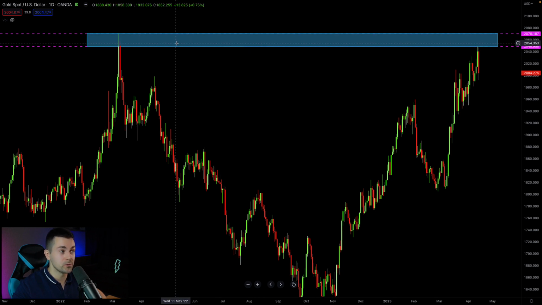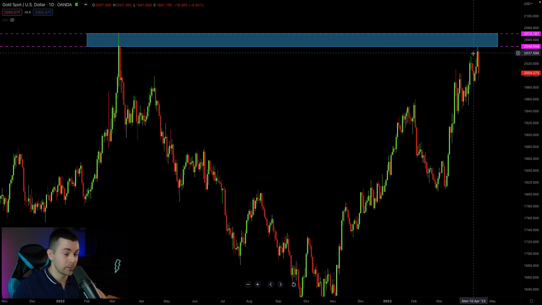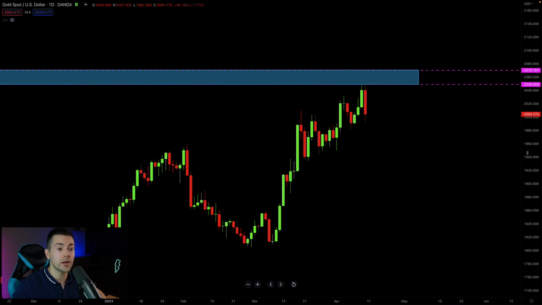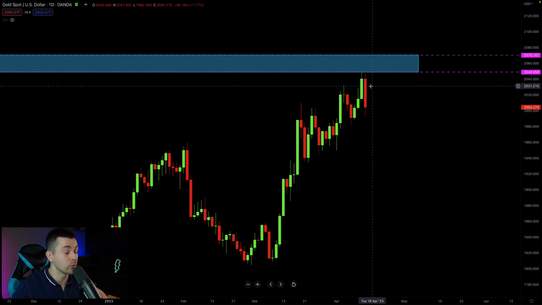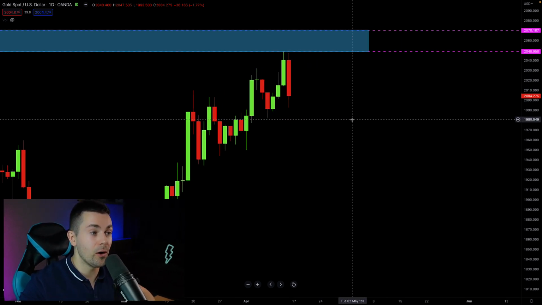And of course, no surprise that that structure was respected by the market this week, right? So here's our first structure. We spotted our first resistance. And of course, from that resistance, from that zone of supply, we can look for shorting opportunities. Now let's check some other key levels.